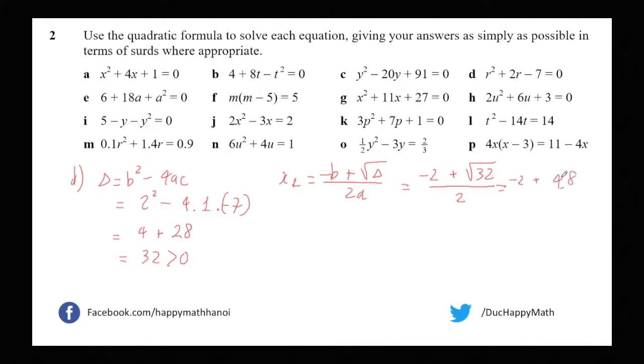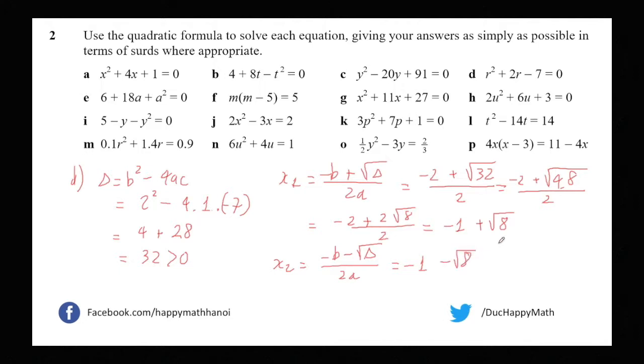For ease, separate the perfect square number. So minus 2 plus 2 times the square root of 8 divided by 2. So minus 1 plus square root of 8. And in the same way, x2 equals minus b minus square root of delta divided by 2a, and it is equal to minus 1 minus square root of 8. Okay, I hope you can understand, because this technique is very important for other exercises.